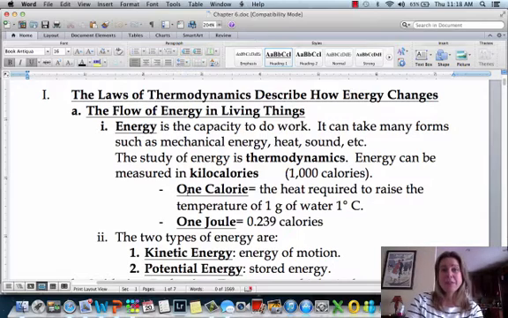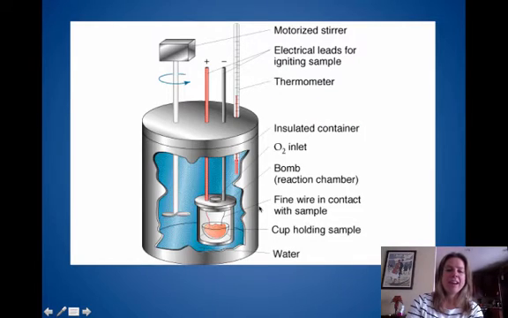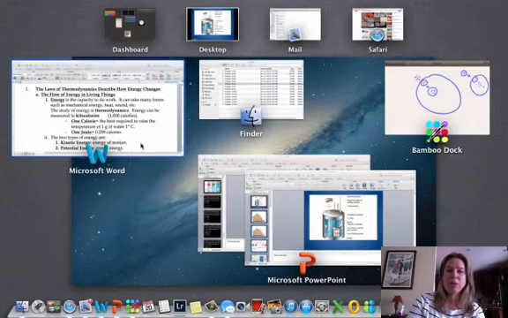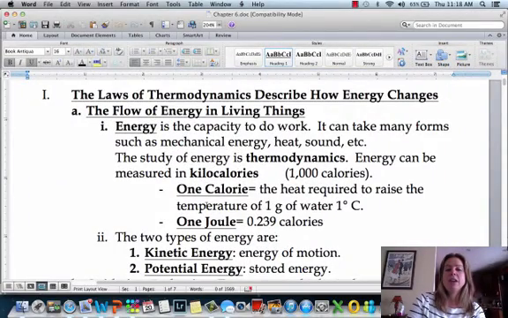And so, by definition, a calorie is the heat required to raise the temperature of 1 gram of water by 1 degree Celsius. The way that they actually do that is they have this calorimeter, and they can put the substance in there. They heat it up and calculate how much energy goes in to raise the surrounding water by 1 degree Celsius. So that's kind of how that whole process works. Another energy unit you might hear about a lot is a joule, and a joule is equal to 0.239 calories. So just to give you that information.